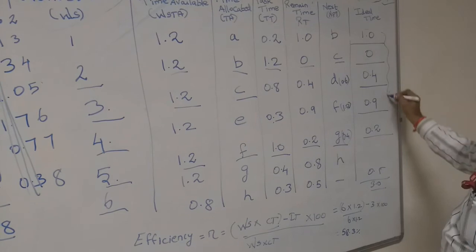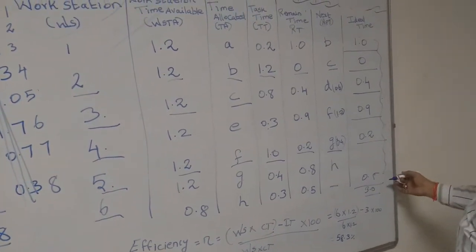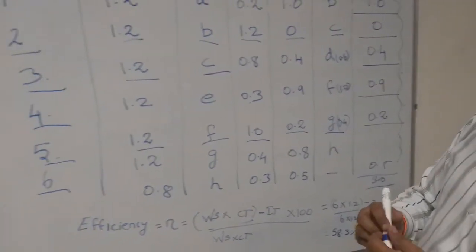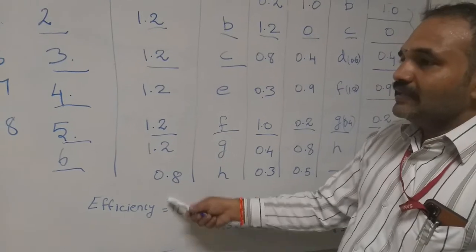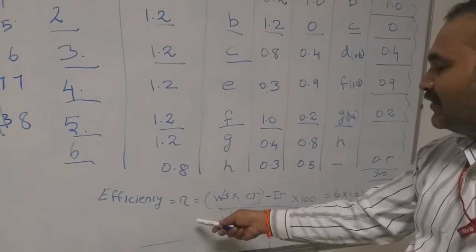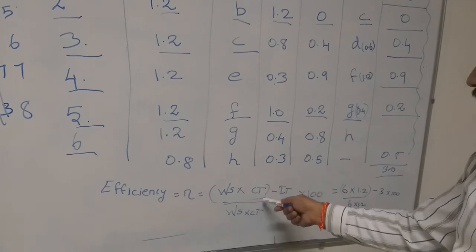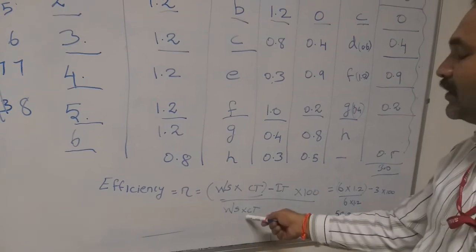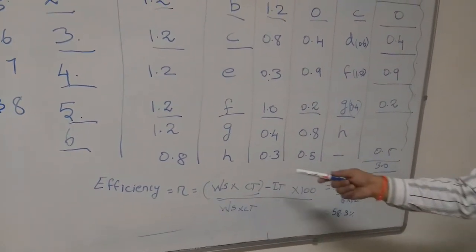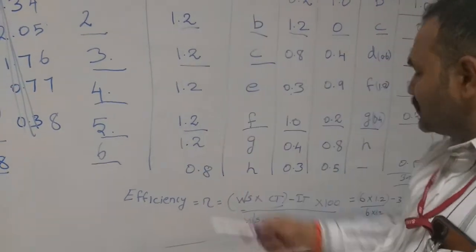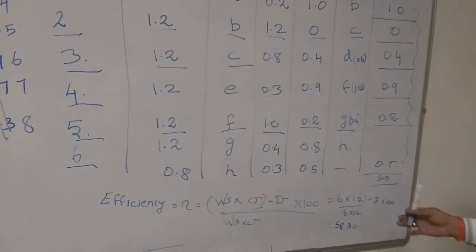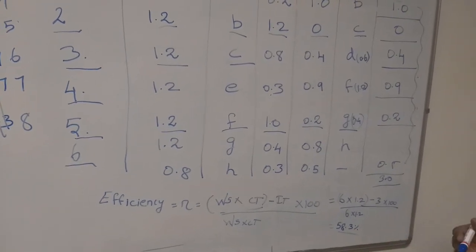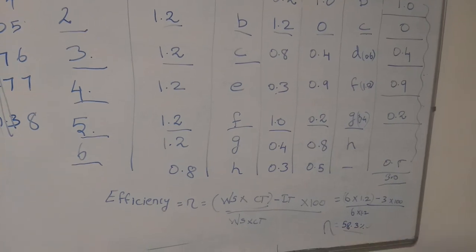Now, when you calculate all those idle times, you will get the value as 3.0. Now you are going to calculate the efficiency. Efficiency is the eta value: efficiency is equal to workstation into cycle time minus idle time, into 100, divided by workstation into cycle time. How many workstations do we have? We have 6 workstations. So 6 into 1.2 minus 3, into 100, divided by 6 into 1.2. When you calculate, it is 58.3%. This will be the efficiency eta value. Thank you.